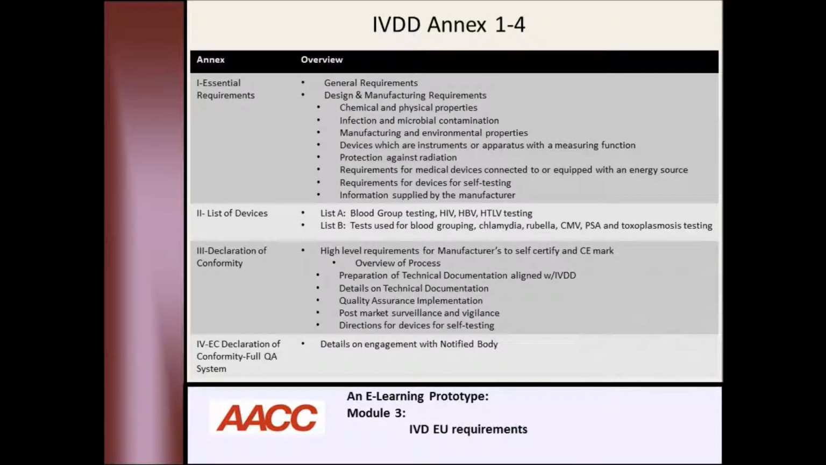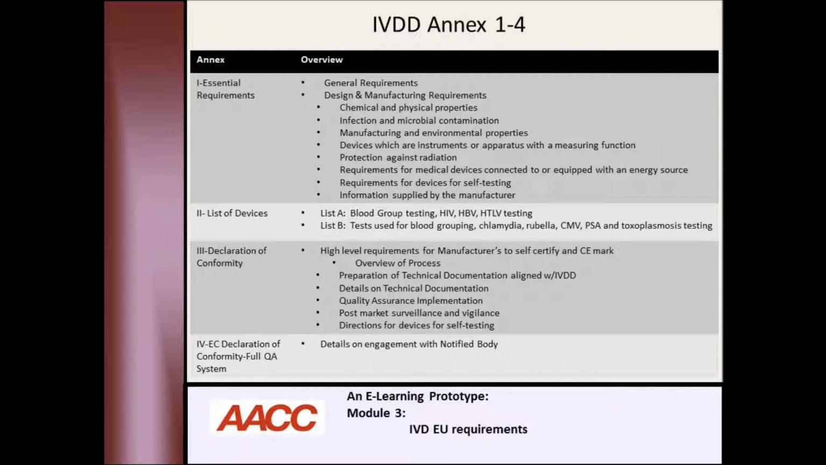The first four annexes of the IVDD are presented here for your information. Annex 1 describes the essential requirements, which forms the base of any self-certification process. All manufacturers who self-certify, which will enable them to CE mark their product, must define the appropriate general and design and manufacturing requirements listed here. They can work with their notified body to fine-tune the details of the data, but this must be on file.